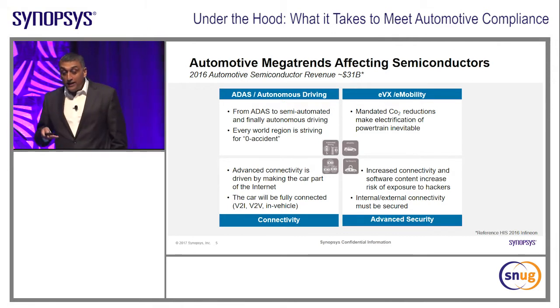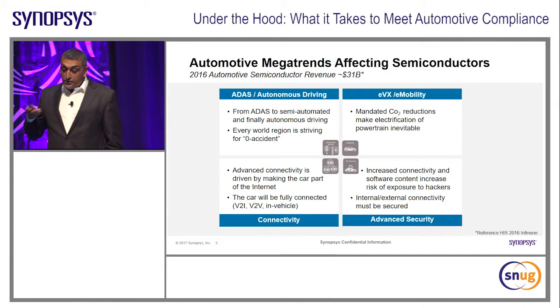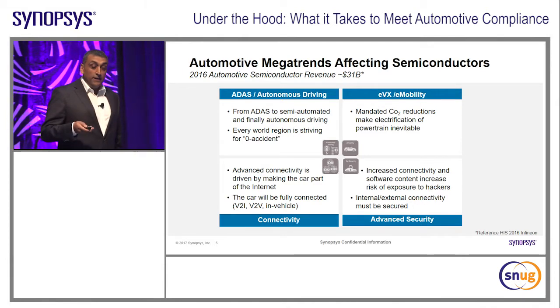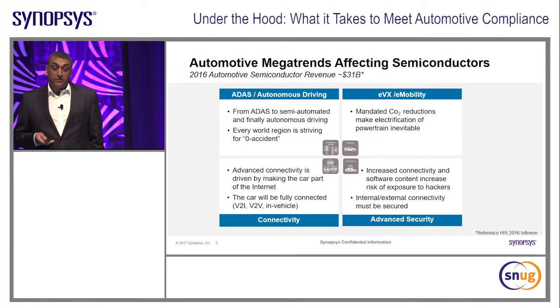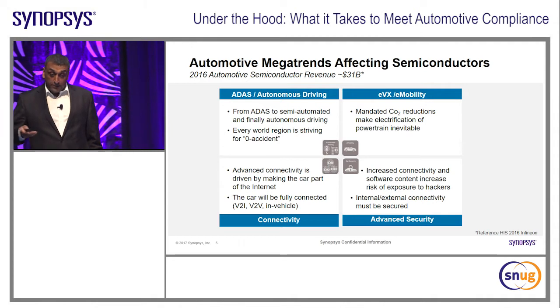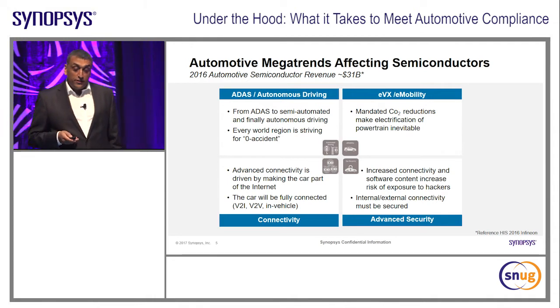So you can see why lots of companies are developing chips, lots of companies are developing IP to go into this market because it's a massive market and it's growing. So there are 4 megatrends: ADAS, or autonomous driving.